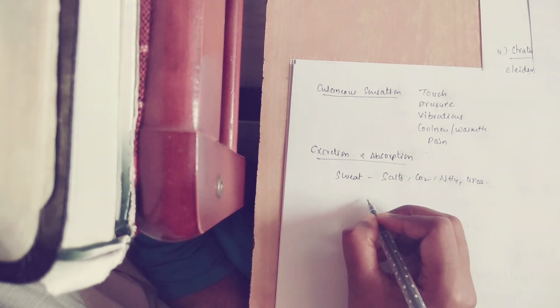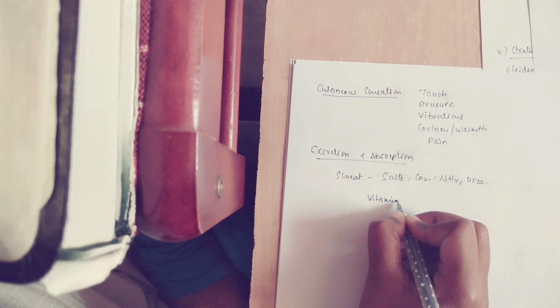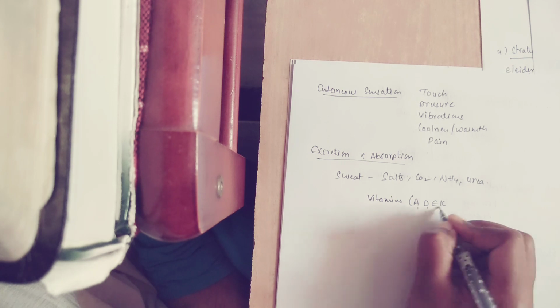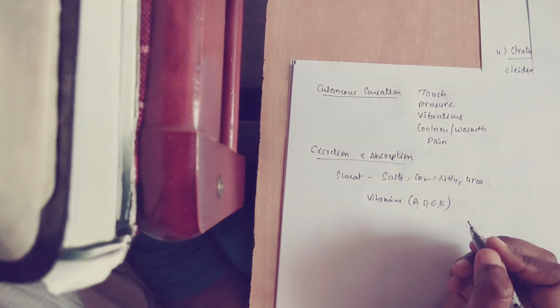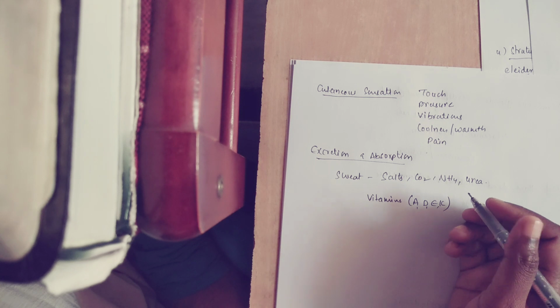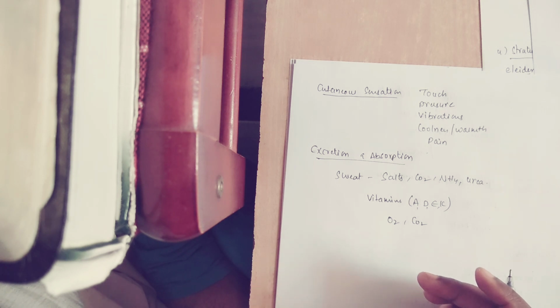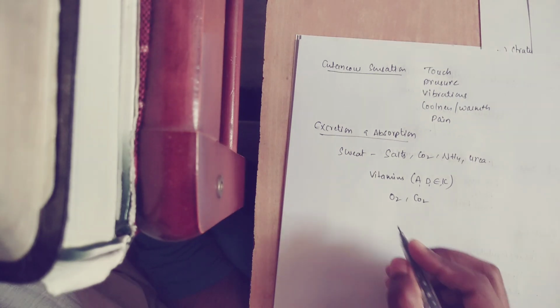Clear? See, absorption. Absorption of water soluble substances is negligible, but lipid soluble substances can penetrate easily through the skin. That means, like vitamins. What type of vitamins? Lipid soluble vitamins, that is A, D, E, K. These vitamins can be easily absorbed through the skin, and also oxygen can be absorbed, carbon dioxide can be absorbed, and apart from that, some toxic substances like acetone.